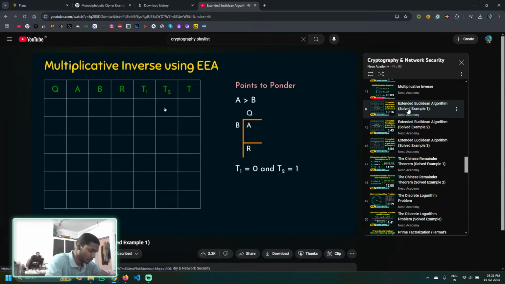So when you are dealing with the first row, place 0 in T1 and 1 in T2. Then we are going to compute T. I'm just giving the formula for T. T is equal to T1 minus T2 into Q. So you just use this formula.